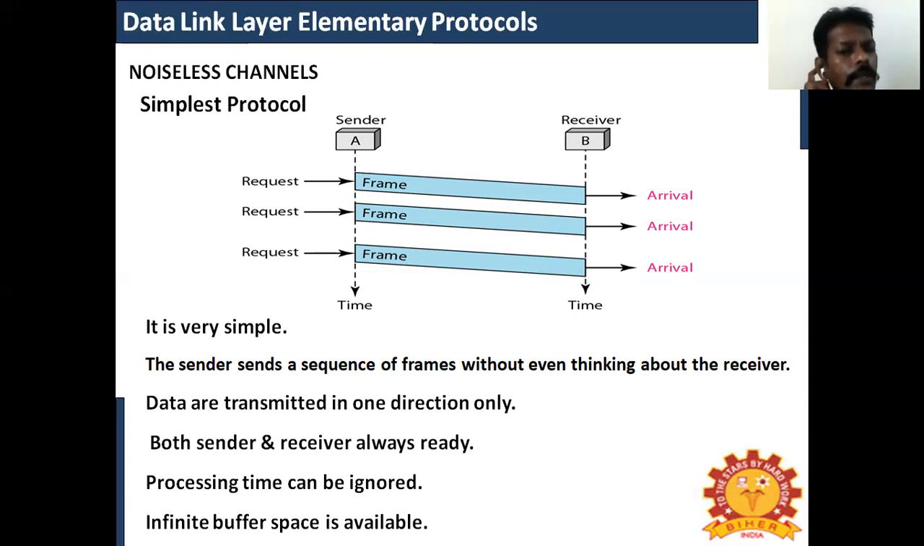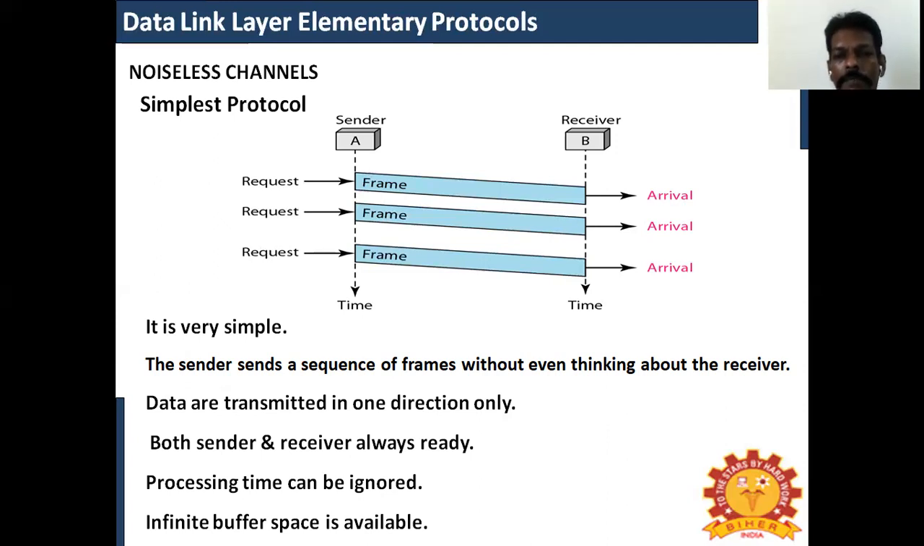So the first one is the simplest protocol. It's a very simple protocol. The sender sends a sequence of frames without thinking about the receiver. The sender doesn't know whether the receiver has received the data or not. So in the simplest protocol, I just send n number of frames, a sequence of frames, from the source to the destination.